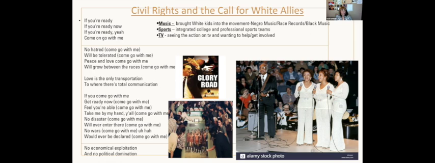And if you're in sports or other things, I know for sports, once you are a teammate, your team takes precedence over skin color. TV, seeing stuff on TV, wanting to help and get involved. So the arts brought white kids into the movement. These are just some lyrics, the Staple Singers, and show their video.